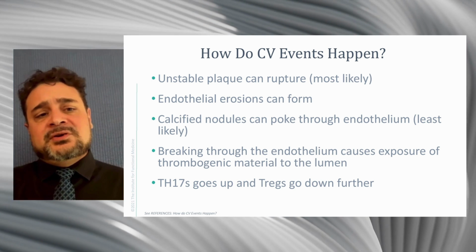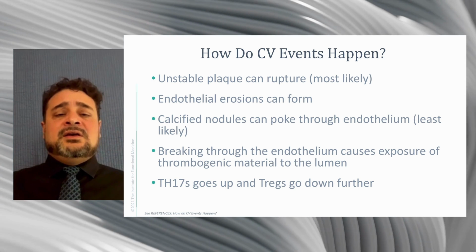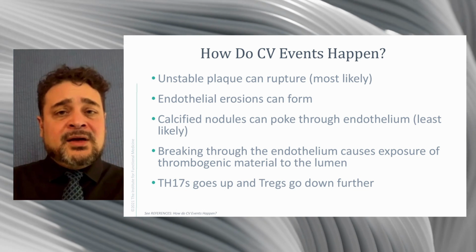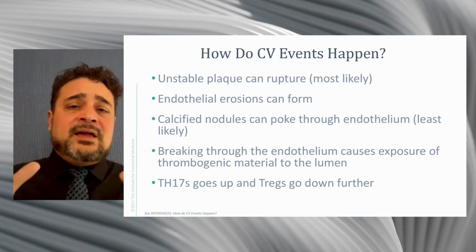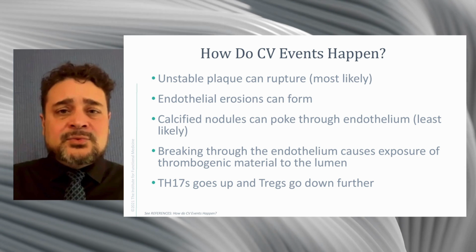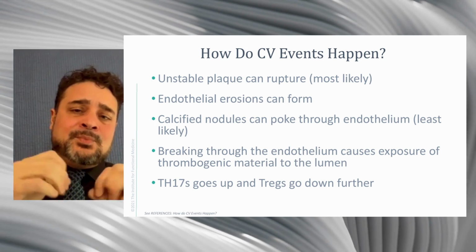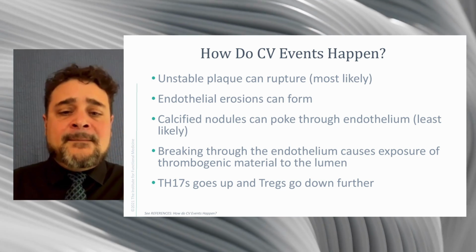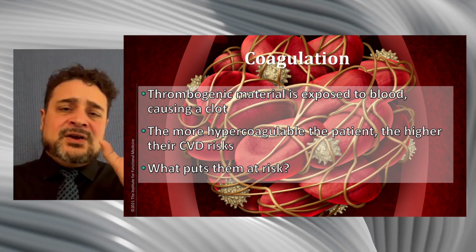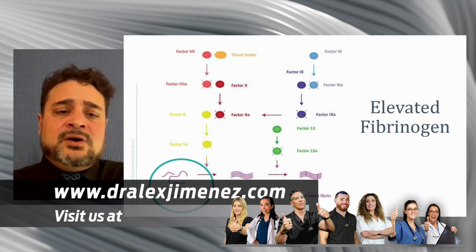So the unstable plaque can rupture. So how does the heart attack happen? The unstable plaque can rupture. There can be erosions that happen in the endothelial wall, or the calcified nodes can poke through. And what happens when you break that open is the inside of the blood vessel wall exposes itself to the lumen. Then a clot can form. And when a clot forms, if it forms too vigorously, you're going to block blood flow completely and create a stroke or a heart attack.